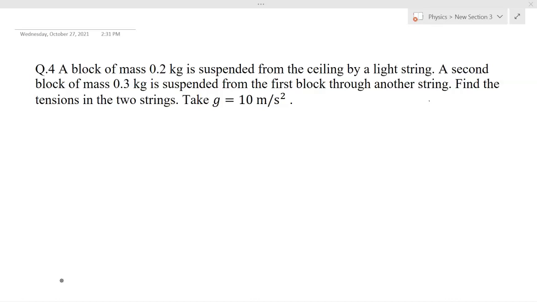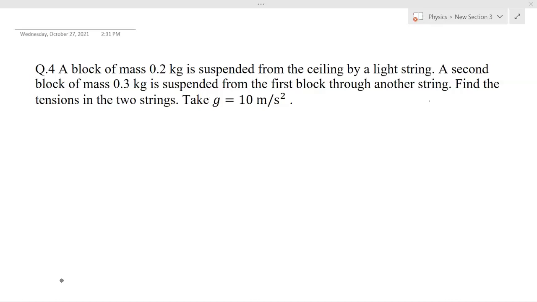A block of mass 0.2 kg is suspended from the ceiling by a light string. A second block of mass 0.3 kg is suspended from the first block through another string. Find the tensions in the two strings. Take g as 10 meter per second square.